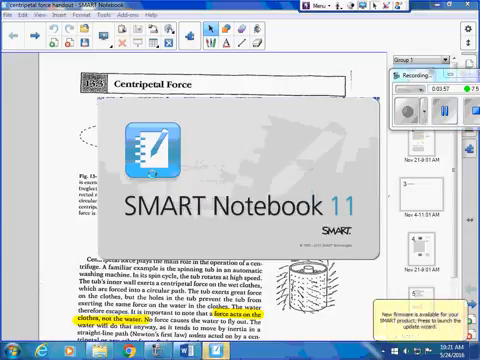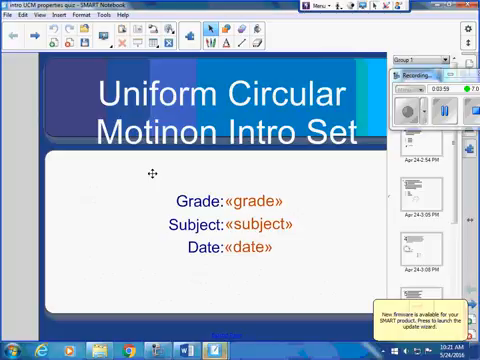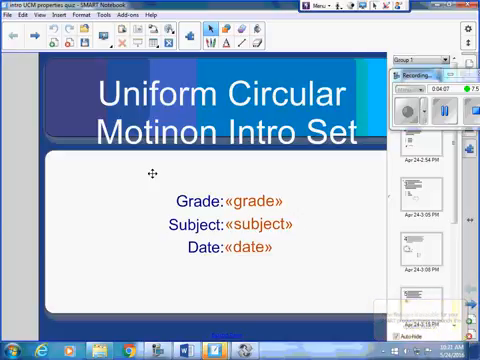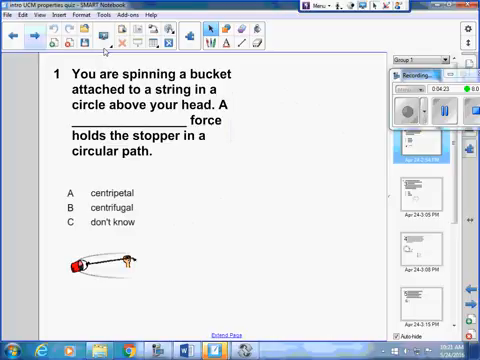Okay, normally this would be done via clicker, but given the distance and the lack of clicker receiver in here, we'll have to do it in a paper format. So this is just introductory stuff. There's 6 questions. How about you guys take 6 minutes to do those, and then we'll go through them. Go.